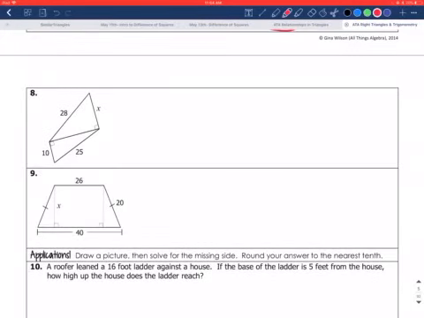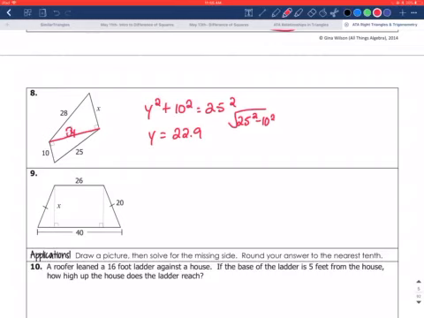All right, for number 8, 28 and x. We're looking for that one. So pretty much we have two triangles here, and if we find this side, then we can help find x. But right now we don't know what that side is. So I'm going to call that y. All right, so we need y squared plus 10 squared equals 25 squared. And that should be 22.9. And that will be 25 squared minus 10 squared and the square root of that quantity.